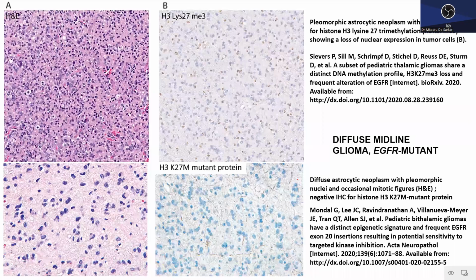The other category of tumor within this particular family is diffuse midline gliomas of the EGFR mutant category. These cases are also associated with loss of expression of the trimethylated histone. But when you analyze these cases with H3K27M IHC, you see that there is no expression of H3K27M. So in these cases, tests like next generation sequencing or promoter methylation assays come in handy in order to diagnose this particular group within the diffuse midline glioma family.